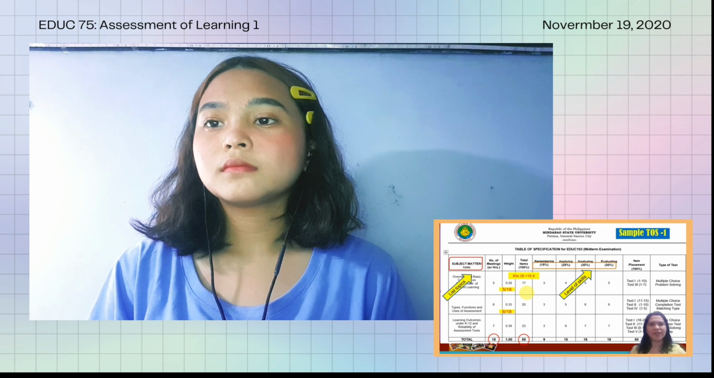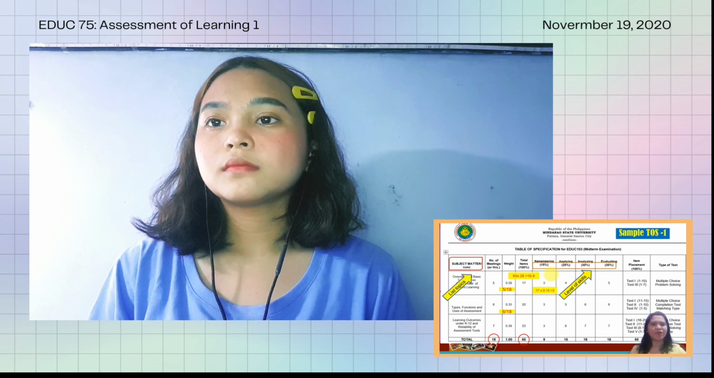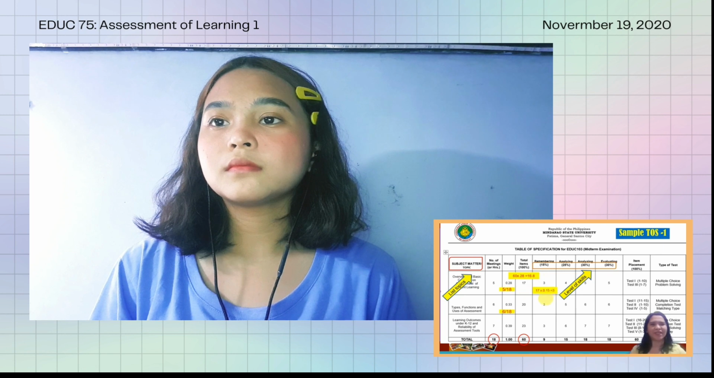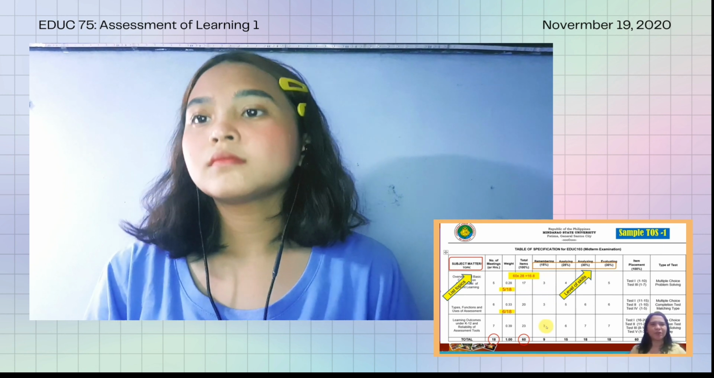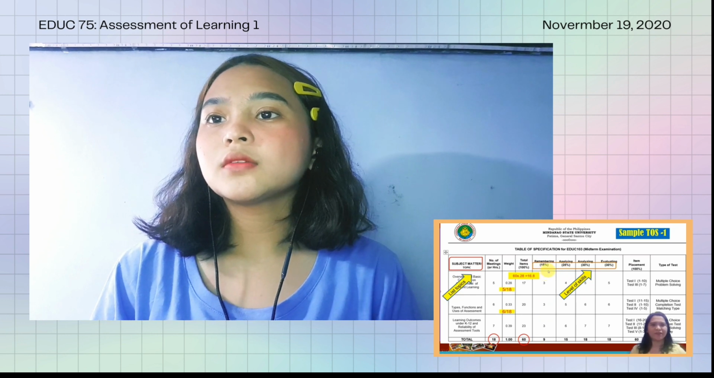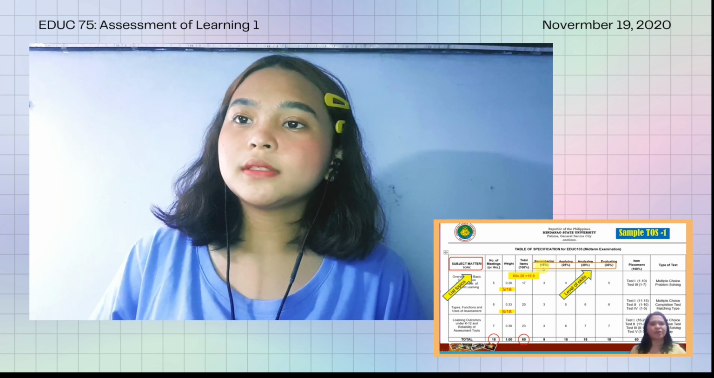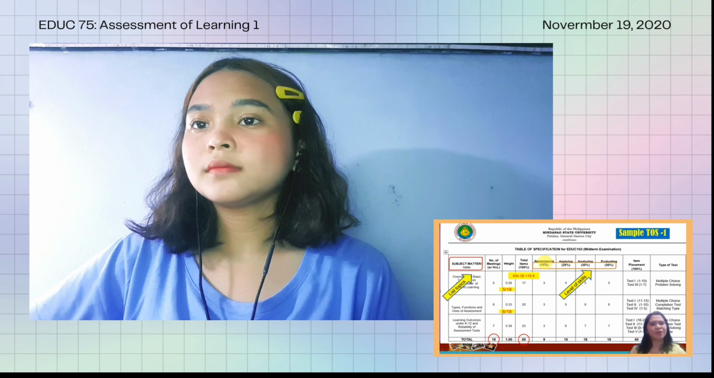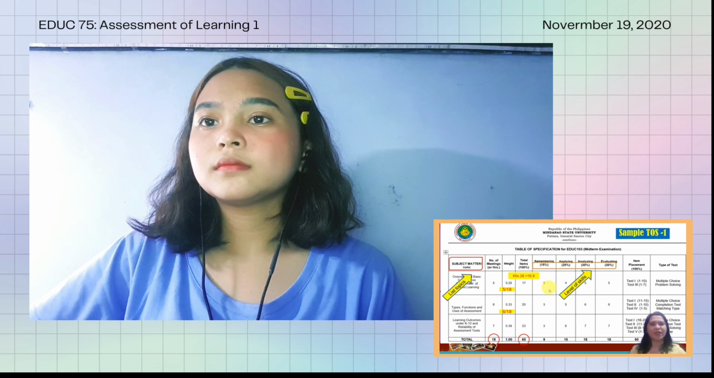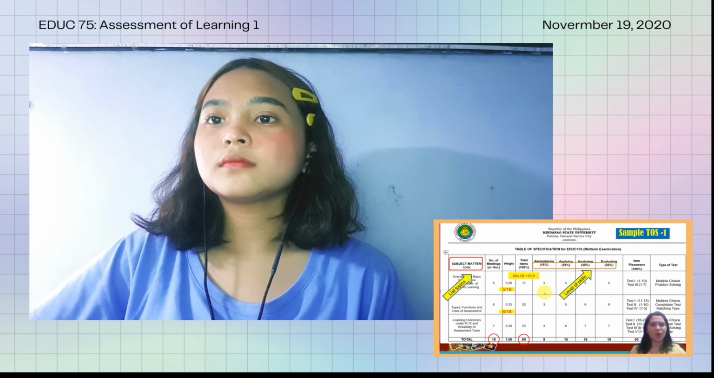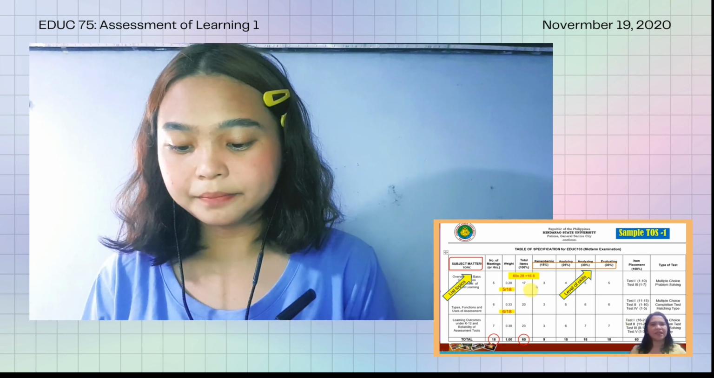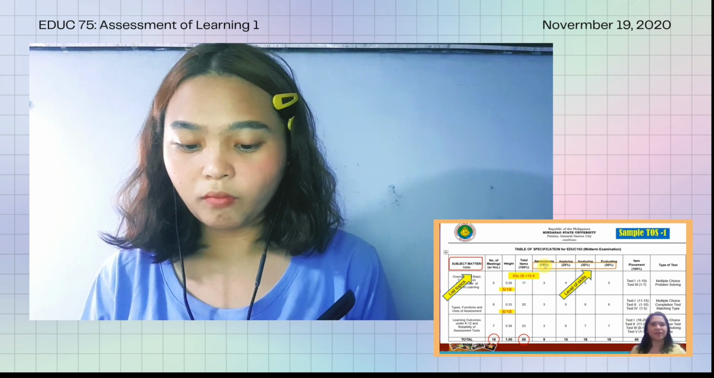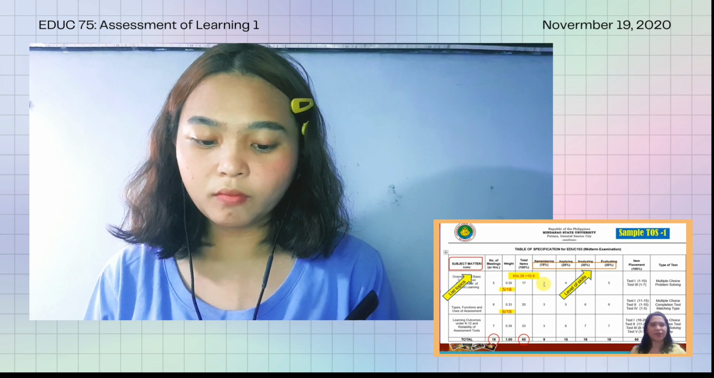The last one is to compute for the number of items allocated for each level of skills. In our example, we have 15% for remembering. To compute for the number of items for topic 1 under remembering, we simply multiply the total items for topic 1, 17 by 0.15, since it is 15%. The result for this example is 3.